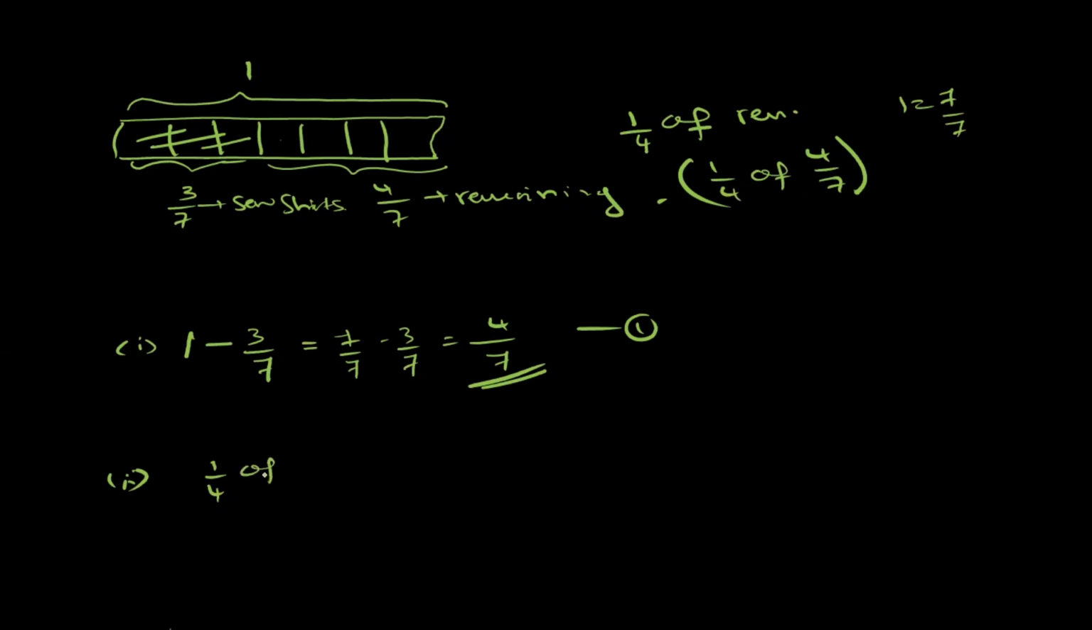You don't have to write sentences because this is a structured essay paper. 1/4 of the remaining. Of means what? Multiplication, directly a multiplication. So this will give you 1/7, which means from the entire stock, 1/7 portion is used to sew shorts. That's what is given here. That's it.